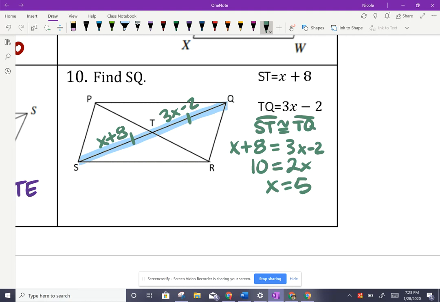Plug it back in. So SQ is the whole length, guys. Hold up, the whole length. So make sure you are reading your question carefully. It tells me SQ, so I need to find out the full side. So I could just plug this into one and double it. 5 plus 8. What's 5 plus 8, guys? That's right, it's 13. So if that's 13, 5 times 3 is 15 minus 2, also 13. So the whole length of SQ is 26.